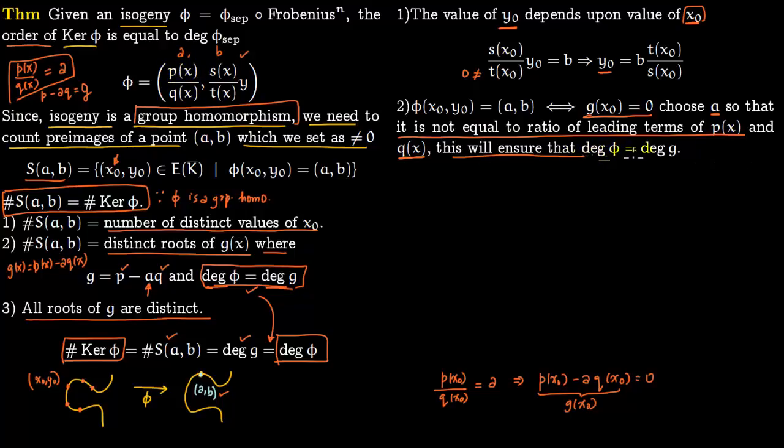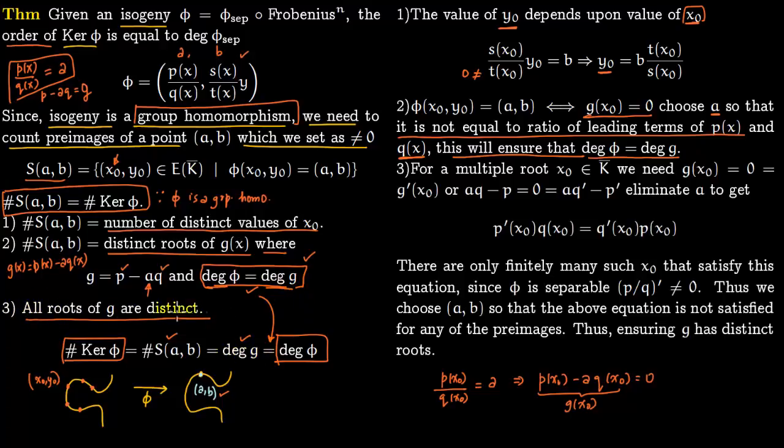So degree of isogeny is equal to degree of g. So this is also done. So the only thing we have to show is number 3, that all roots of g are distinct. So we have to force this. Now there are infinitely many choices of a and b.